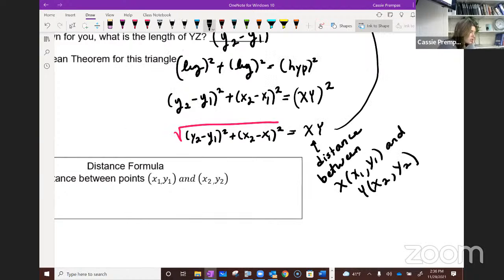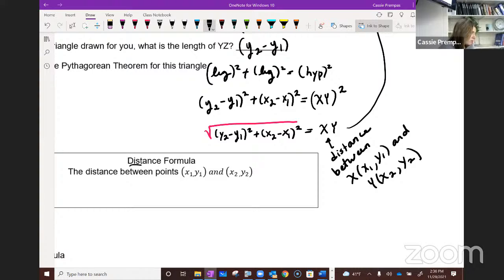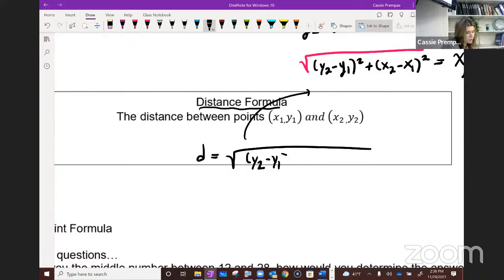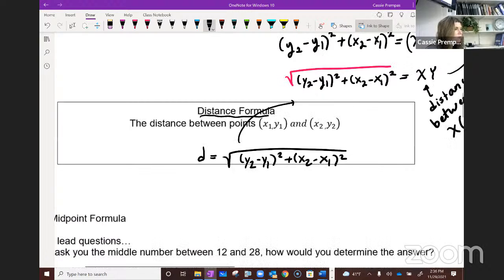So what you actually just found is the distance formula. The distance between 2 points, x1, y1, and x2, y2 is what you just showed. The distance is equal to the square root of y2 minus y1 squared plus x2 minus x1 squared. It doesn't matter if the x's are first or the y's are first because addition is commutative.